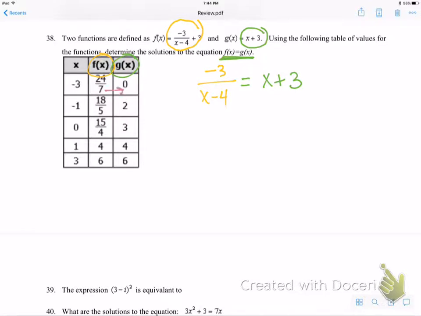They're definitely not equal here. 24 over 7 is not equal to 0. They're not equal here either. They're not equal here either. But they are equal here, and they are equal here. So what's the solution? Is the solution what I just circled, the 4 and the 6? Or is the solution the x values, the 1 and the 3?